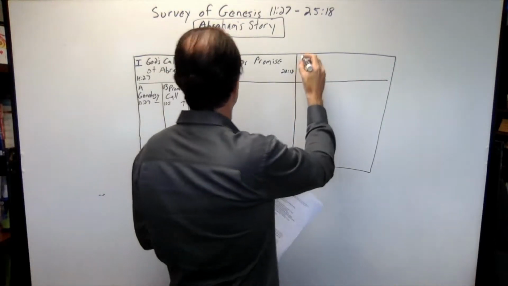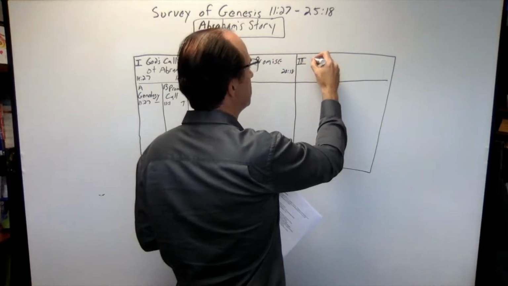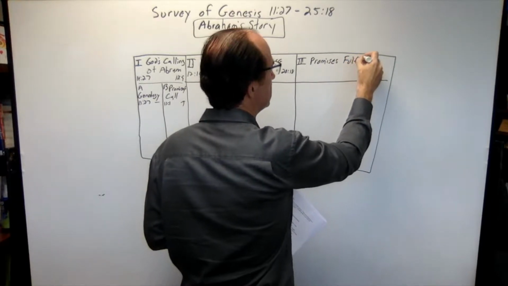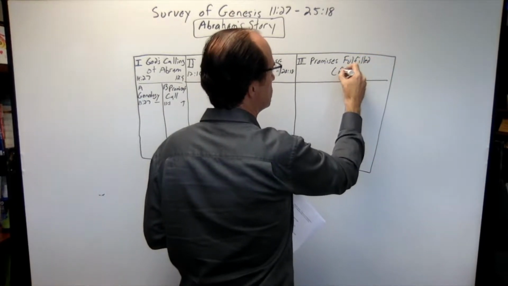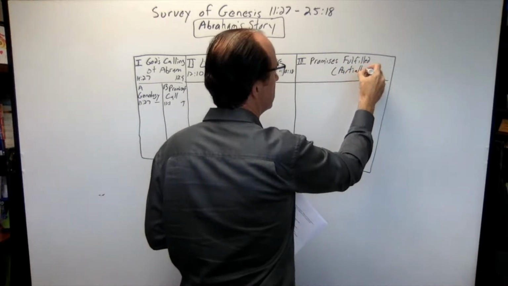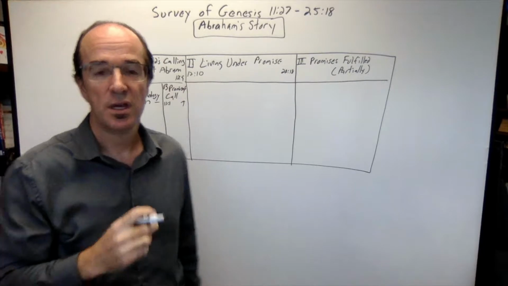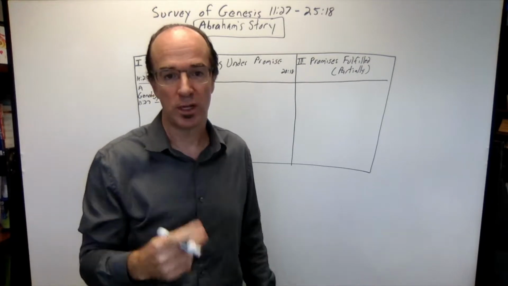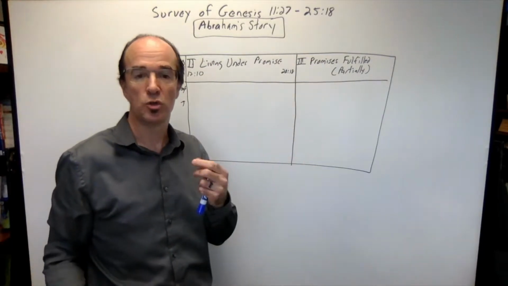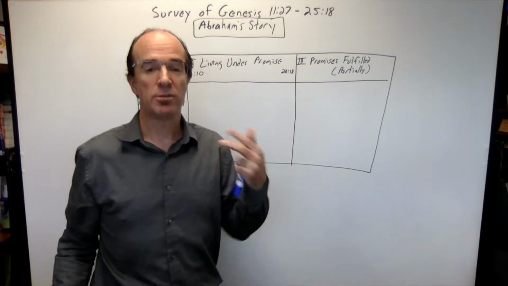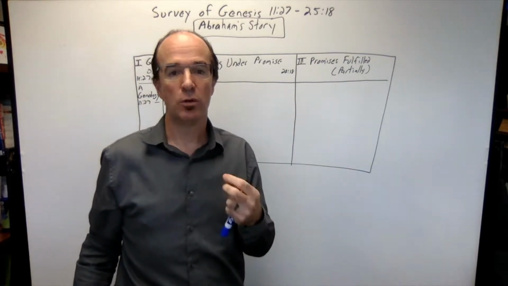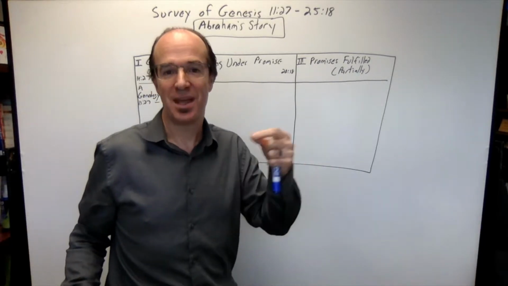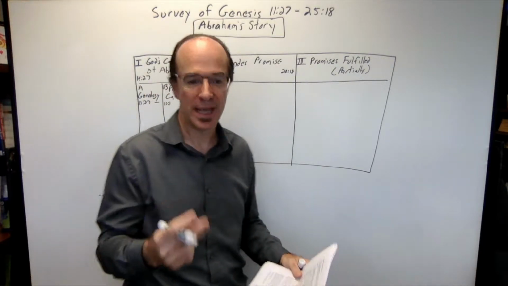And unit 3 is what I've dubbed promises fulfilled partially. This is a significant piece of the story, in that there are substantial fulfillments of the promises to Abraham, but in some cases these are partial. For example, God has promised all this land. When you get to the end of the narrative, the only land that God's people possess are the burial plots. But that is a partial fulfillment, for example, of the promise of land.